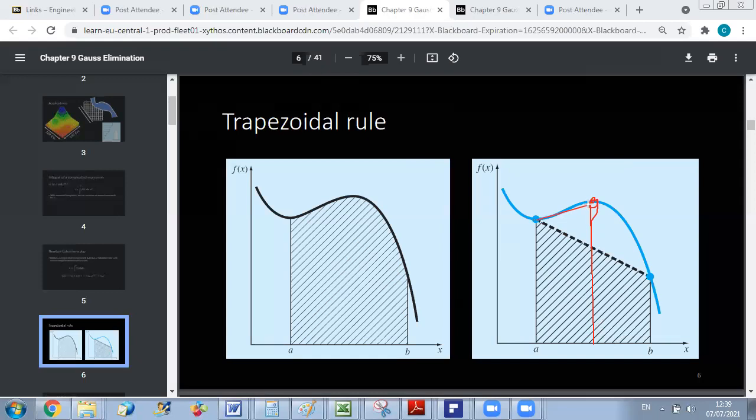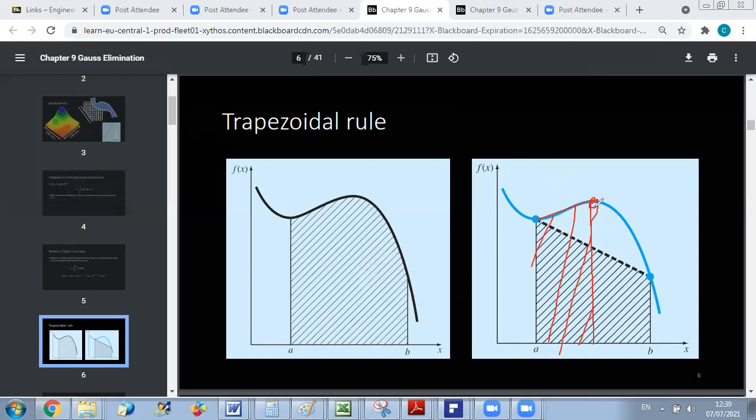And as you can see here, the error involved is very small, even negligible. Why? Because the profile of my function in this interval is nearly linear. This is why the estimated area is nearly equal to the actual one. This is why we said that when we have a function whose behavior in a certain interval is close to the linear profile, the trapezoidal rule will work very well.